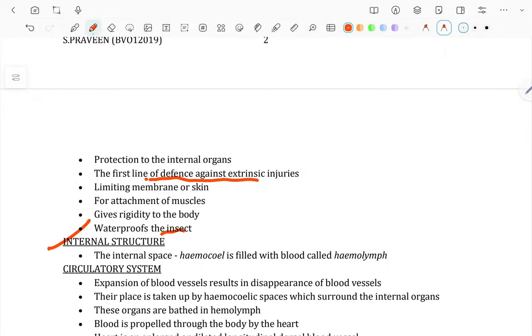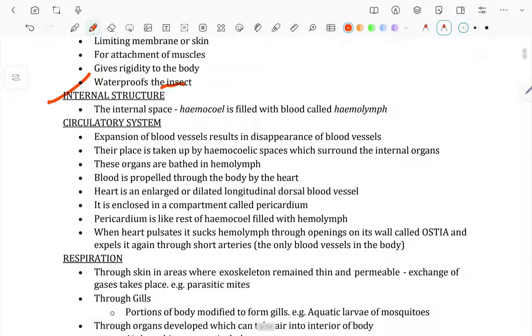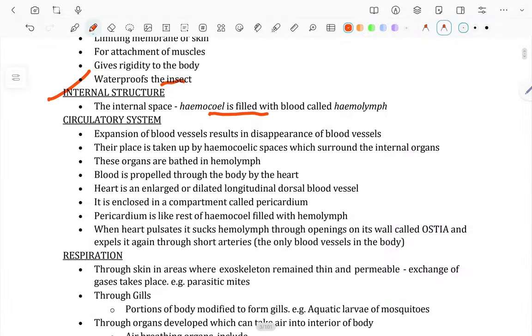Internal structure. The internal space, hemocoel, is filled with blood called hemolymph. Circulatory system. Expansion of blood spaces results in disappearance of blood vessels. Their place is taken up by hemocoel space which surrounds the internal organs. These organs are bathed in the hemolymph.